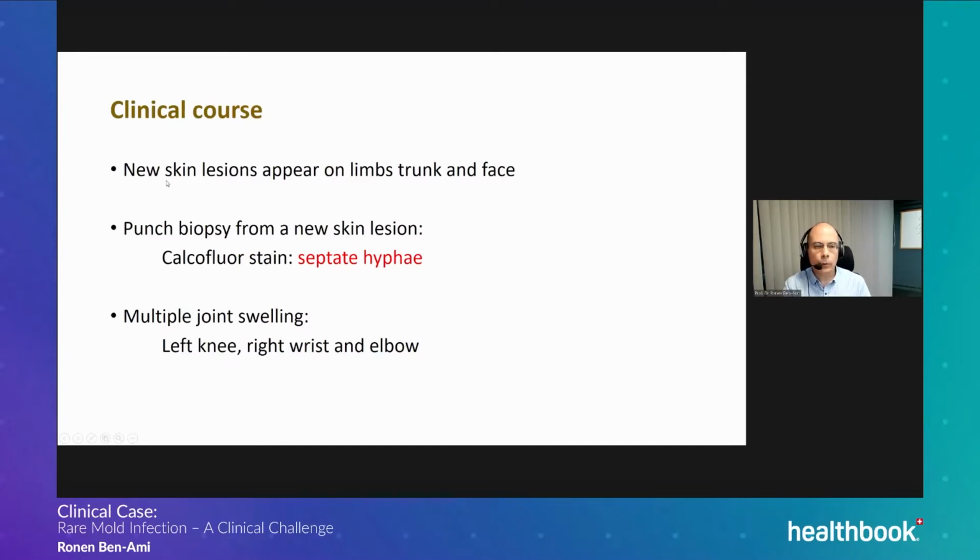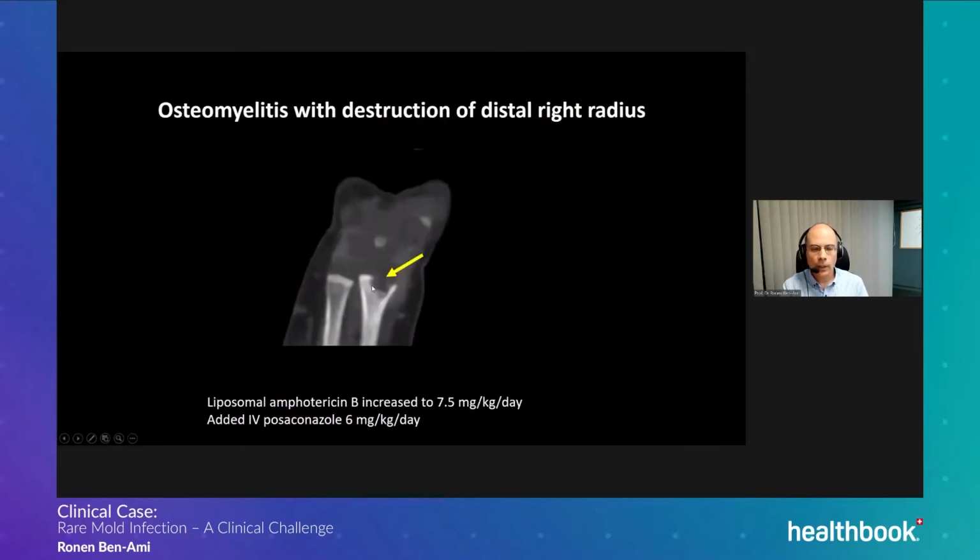So at this point, the patient also has new skin lesions that appeared on her limbs, trunk, and face. A punch biopsy was done from one of these lesions, and calcofluor stain showed septate hyphae. She also had multiple swelling in her joints, specifically left knee, right wrist, and elbow. And you can see here the CT scan from the right wrist, and we see here this destruction of the right distal radius consistent with osteomyelitis.